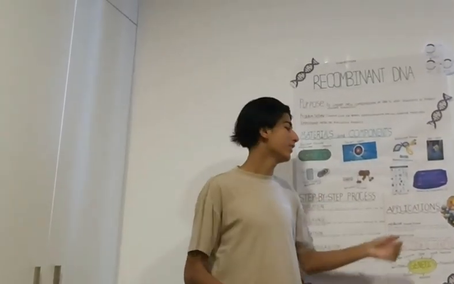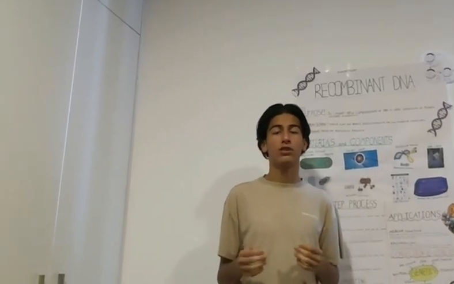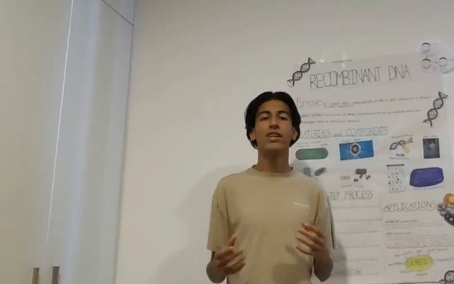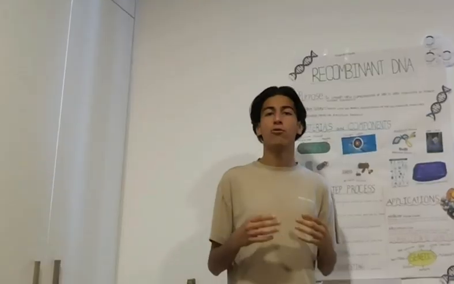The second example is in agriculture. It is used to create Bt corn. Scientists took a gene from a natural soil bacterium called Bacillus thuringiensis, which produces a protein toxic only to specific insect pests, and inserted it directly into the corn genome. As a result, the corn protects itself from the pests, drastically reducing the need for chemical pesticides, which protects our environment.